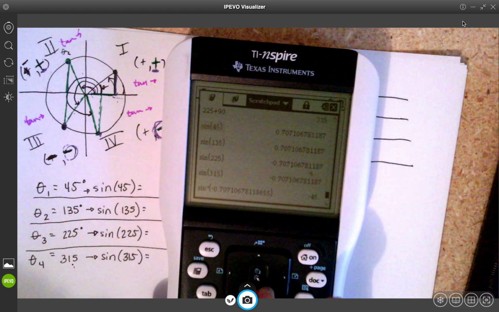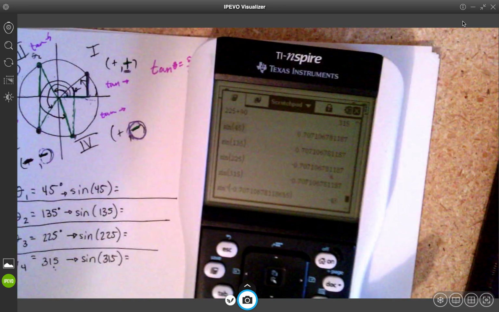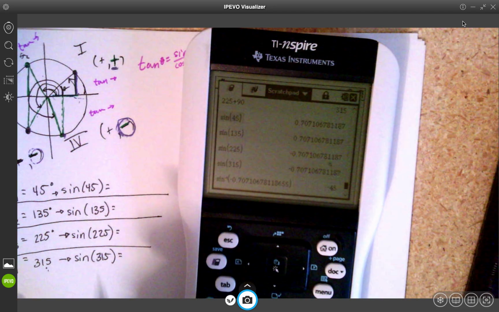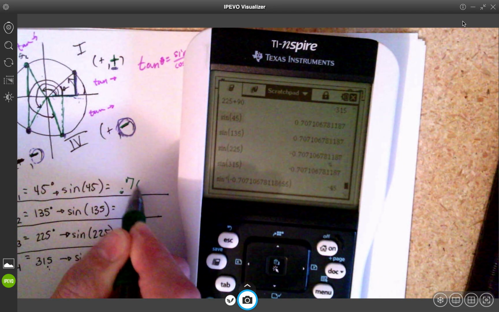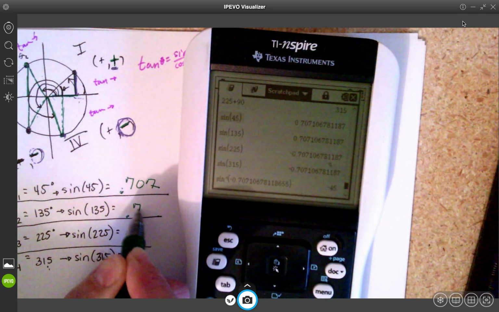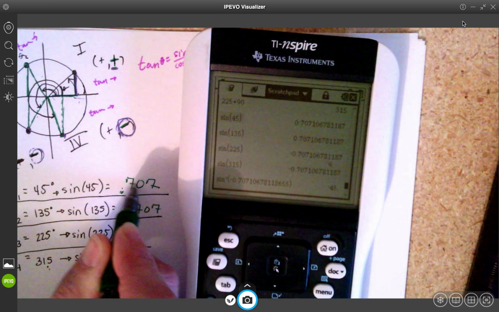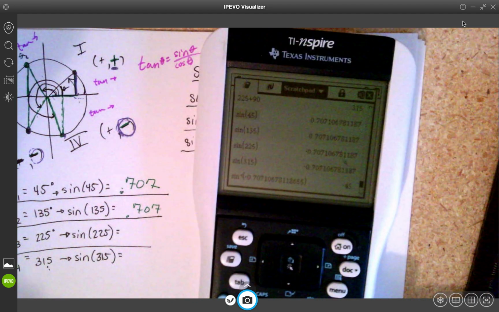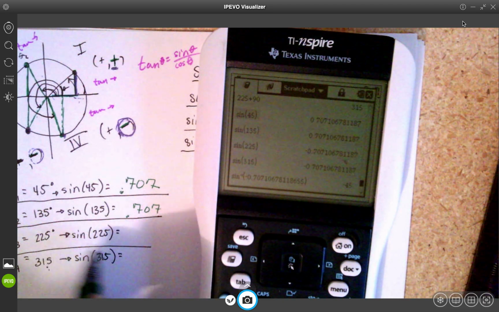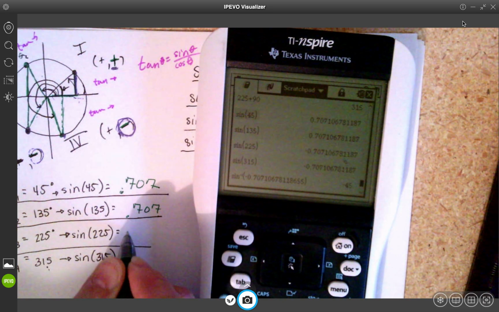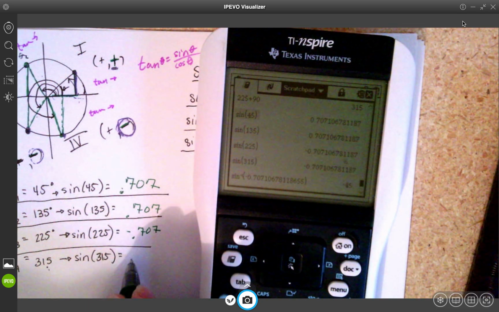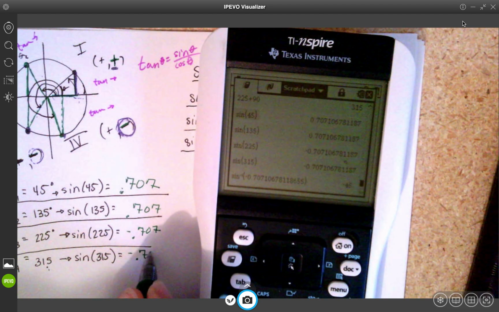Maybe you can see it. The sine of 45 is 0.707-ish. And then 135 is 0.707. They're the same. That seems like it could be problematic. And then down here, we have the sine of 225, and it's negative 0.707. And then here, it's negative 0.707.